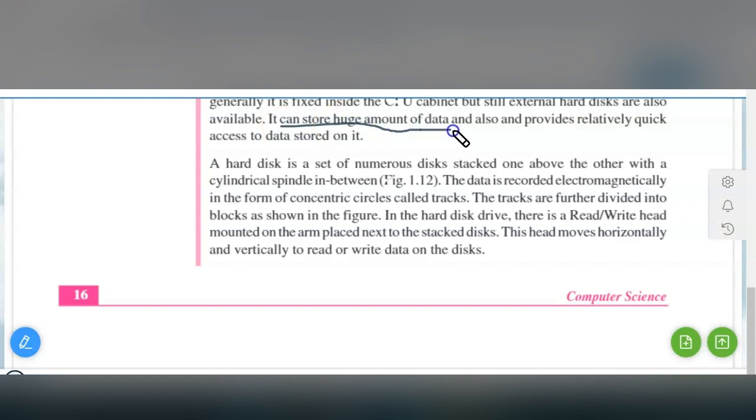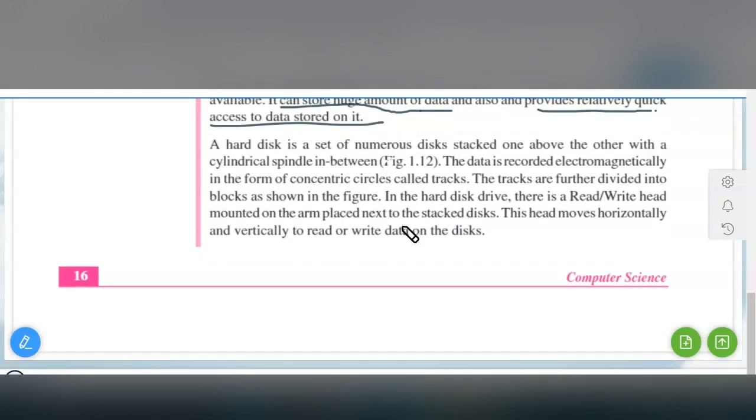It can store a huge amount of data, and it also provides relatively quick access to the data. So if you want to store long term data for a longer time, or after years you just want to see the data back, you just go for the hard disk, which is one of the secondary storage devices.